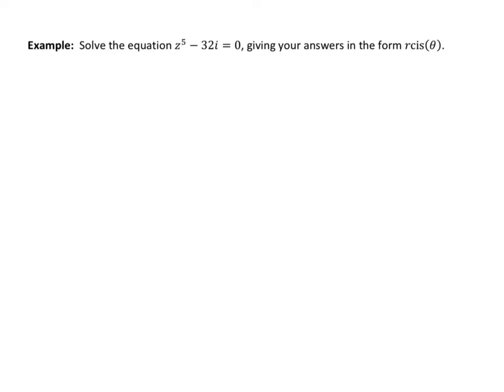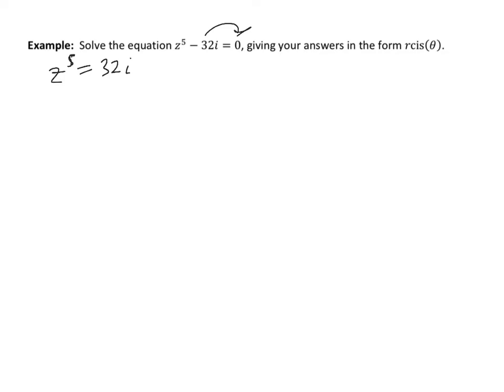This one does have the 0th step, so we'll get a chance to see that. If you haven't tried one of these on your own, make sure that you pause the video and give yourself a chance to try the beginning of this. So first step, as we know, is that we need to move this 32i over to the other side. So we'll have z to the 5th power equals positive 32i.